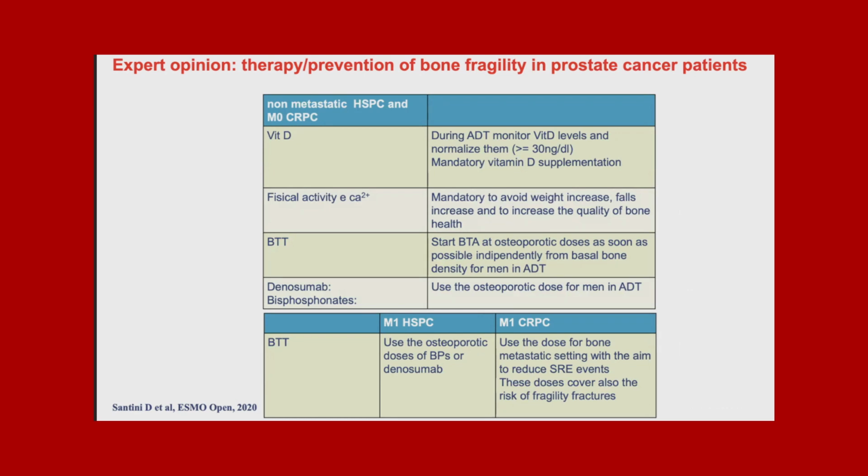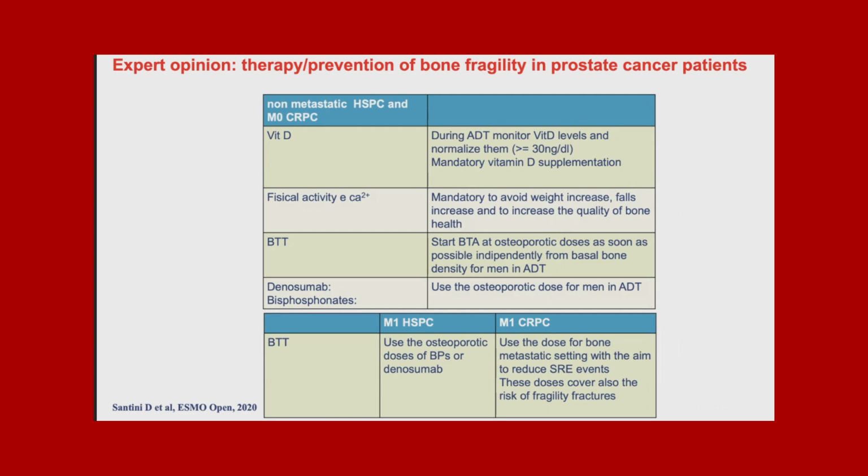The use of bone-targeted therapy at osteoporotic doses as soon as possible, so in primary prevention, is very important independently from basal bone density in men treated with androgen deprivation therapy. And also for denosumab and bisphosphonates, we have to use the osteoporotic dose for men with ADT.